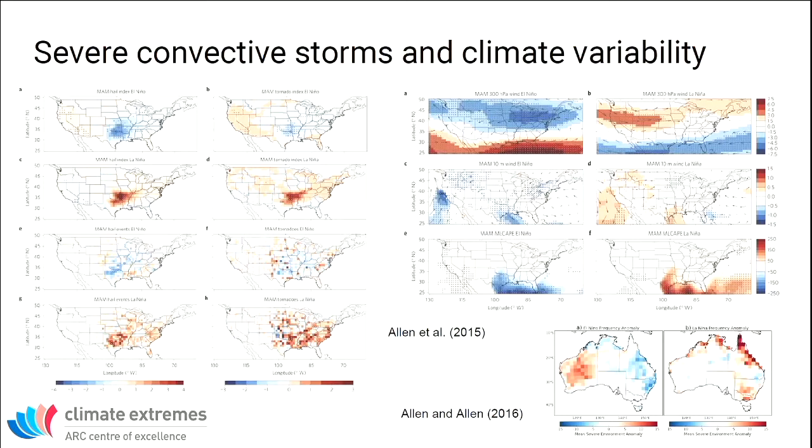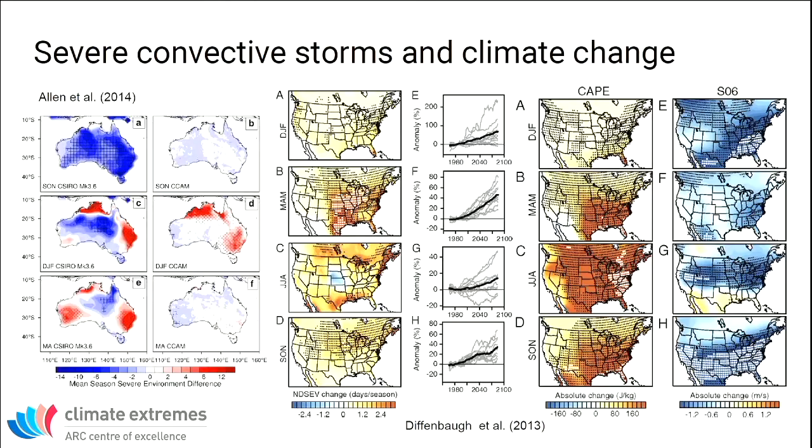I've been living here since 2014, and I've been waiting for a really good La Nina, because apparently that's when Victoria gets all its good storms, but I'm still waiting.